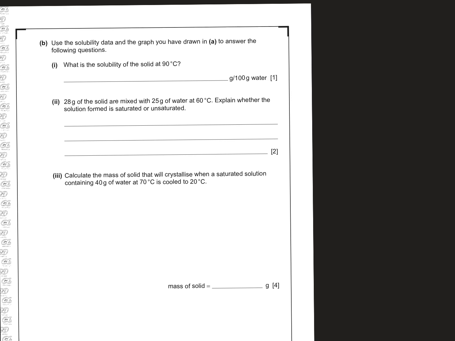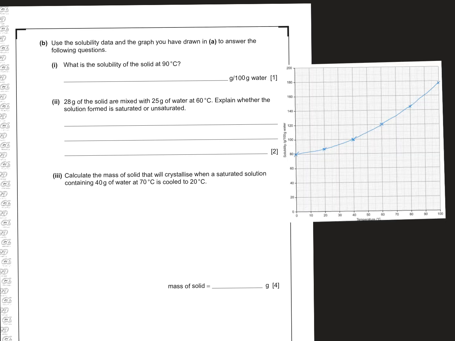The questions then are going to be based on the graph. What's the solubility at 90 degrees C? So I'll insert the graph that I had drawn. And now I'll go to 90 degrees C, go up, and it's around, I think that's 160. So it's going to be 160. Again, just be careful of how you read your own graph.